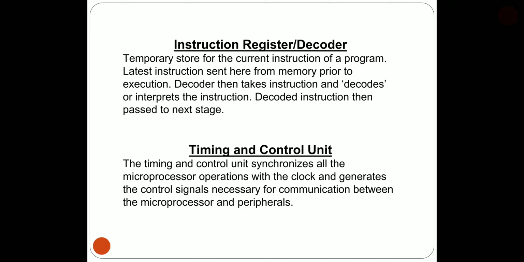Timing and control unit. The timing and control unit synchronizes all the microprocessor operations with the clock and generates the control signals necessary for communication between the microprocessor and peripherals. The communication depends mainly on the timing. For processor speed, we require the output in the best time. This unit optimizes all the activities of the microprocessor with the clock so that we can get the output in the perfect way.